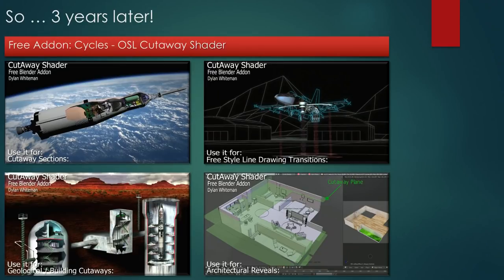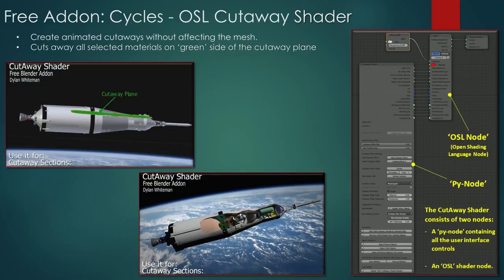And so 3 years later, I finished it. It took quite a while. And again, it's another OSL shader where you drop the cutaway shader in as a material node. And the interesting thing is you can cut away, usually use Booleans to cut away, but this just works on the material so you don't alter your mesh. And you can do extra things like visual effects. You can fade out the cutaway. So here's just a quick example of that in motion.